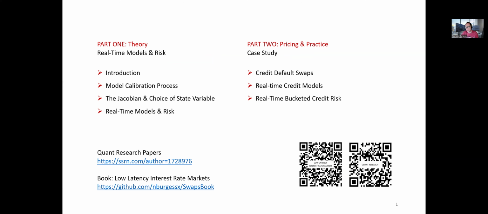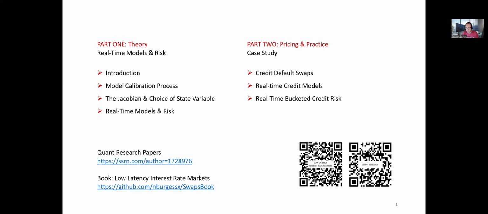Then in part two, for the pricing and practice, we'll dive a lot deeper into a case study using the credit market as an example. I'll take you through what a credit default swap is. We'll talk about real-time credit models, and we'll talk about real-time bucketed credit risk. I'm going to show you how to make our models super fast, and I'm going to show you how to make the risk real-time.